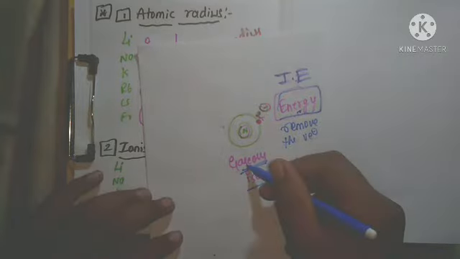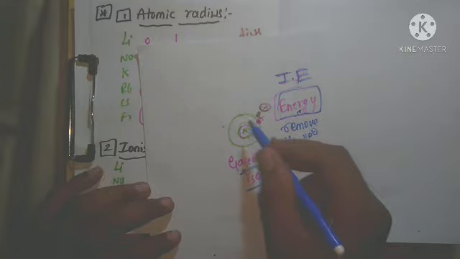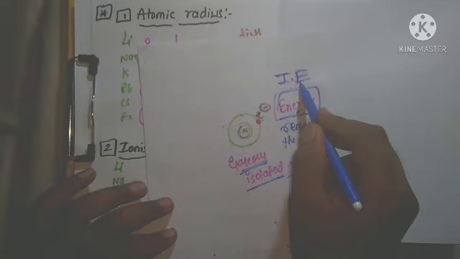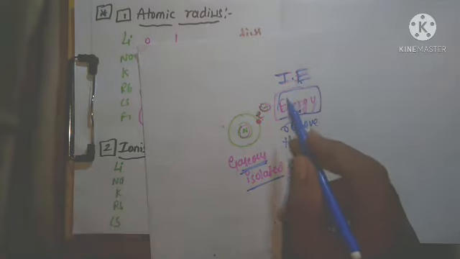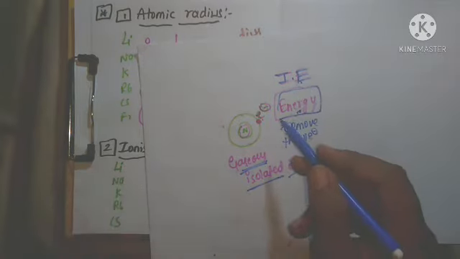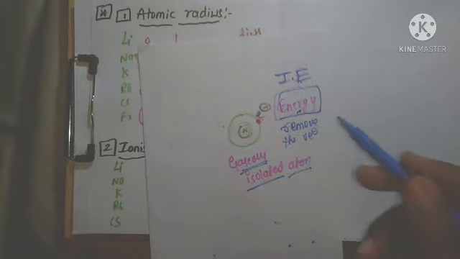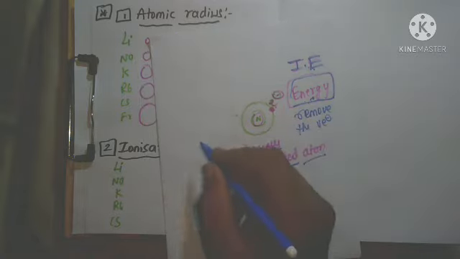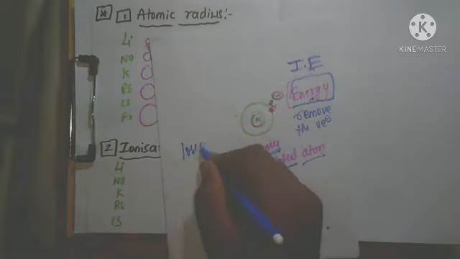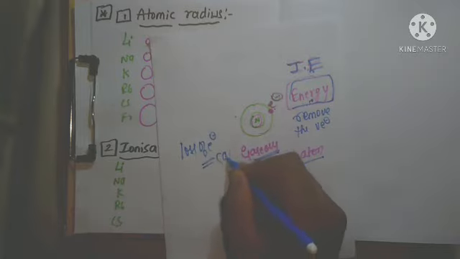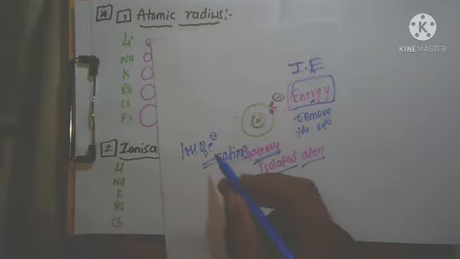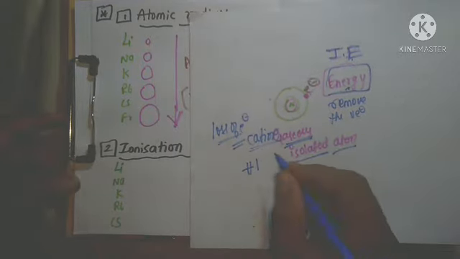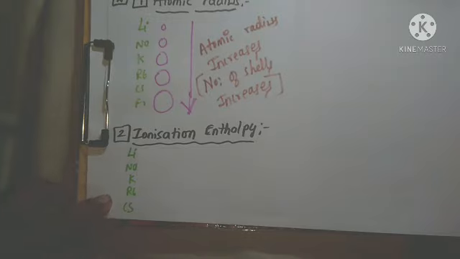In the isolated gaseous atom, the energy required to remove the valence electron is called ionization enthalpy. In proper terms, the definition is the amount of energy required to remove the electron from the isolated gaseous atom. Now, after removing the electron, which ion is formed? Loss of electron means a cation. One electron removed means the charge is +1.